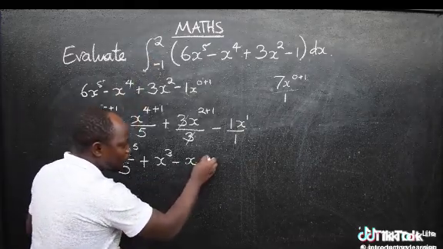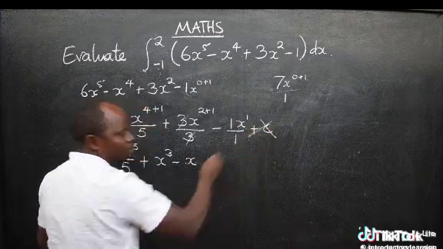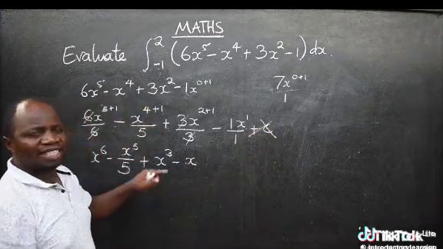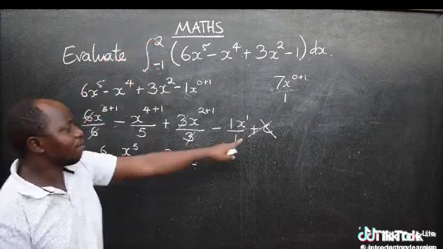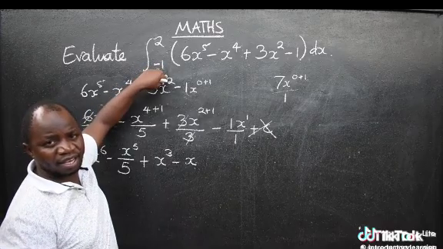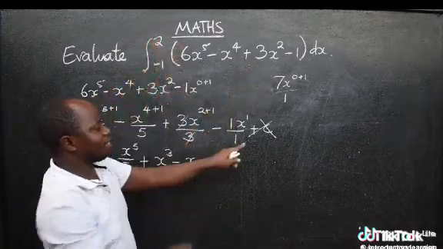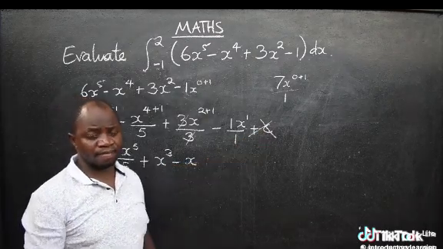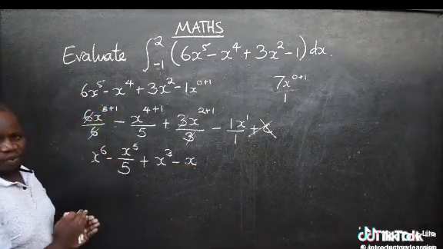You are not going to put plus c. No. Why? Because this is a definite integral. It has got limits. We only put plus c if these are not there. If they've said integrate without this, then your answer should have plus c. So now that we have integrated, what next?